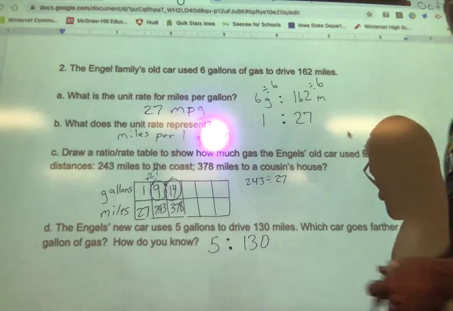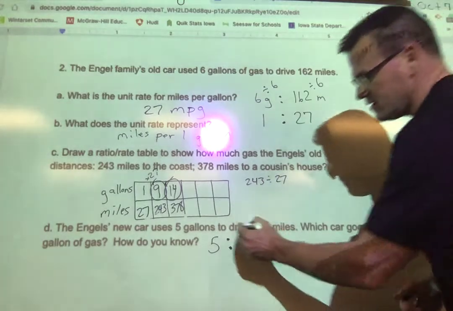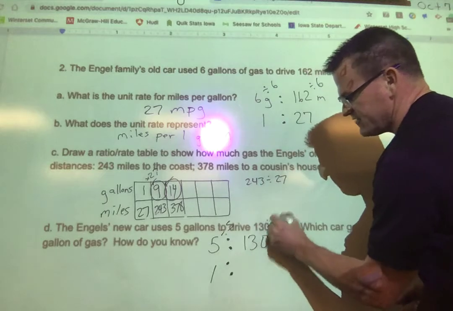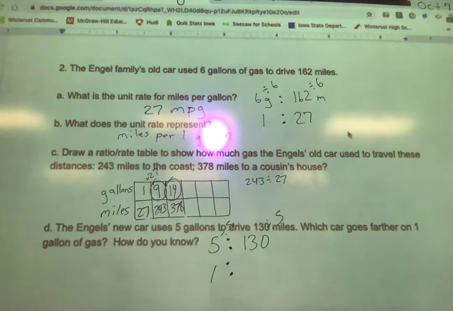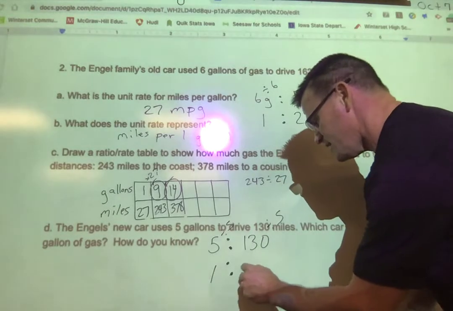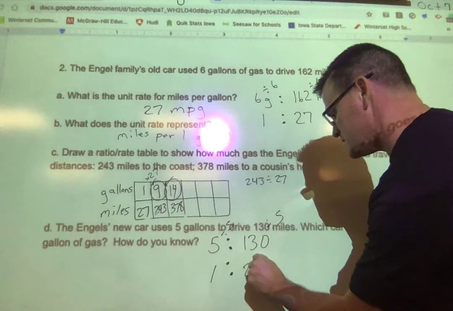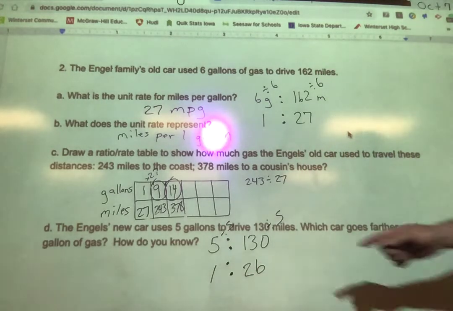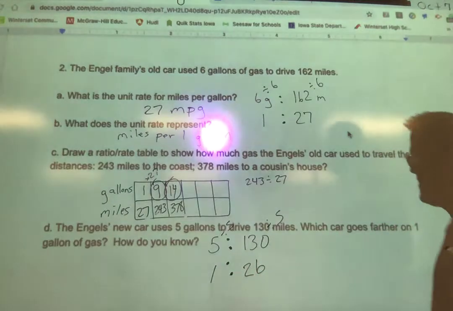So again, if I get it down to the unit rate, it's pretty easy to tell. So I'm going to divide this by 5 to get it down to 1. So I must also divide this by 5. And if you take 130 divided by 5, you're going to get 26. So in this case, we know that 1 gallon of gas will go 26 miles.